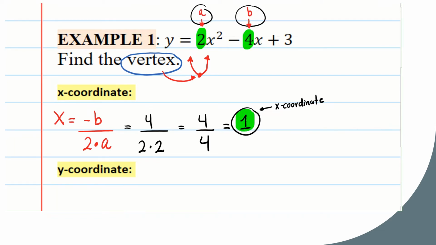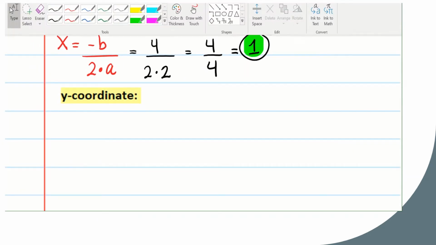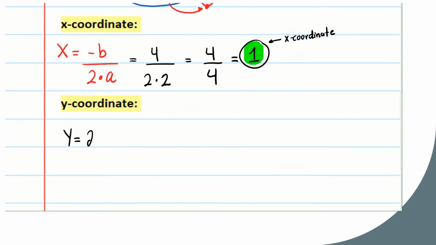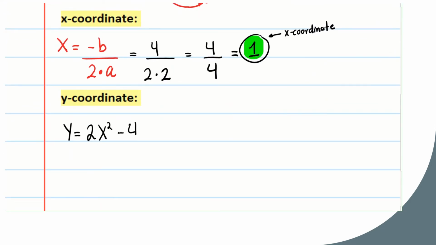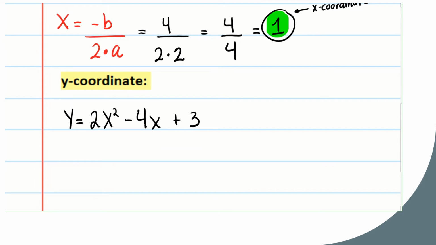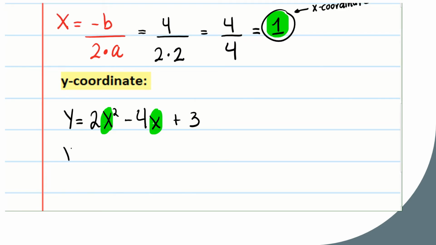Once we have the x-coordinate, we're going to grab that value and plug it into our equation. So let's rewrite our equation here, that way we don't have to be scrolling up and down. Our quadratic here was 2x squared minus 4x plus 3. Everywhere I see x in my equation, I'm going to substitute the x value that we got, which was positive 1. I'm going to highlight here the places in which we're going to replace with 1.